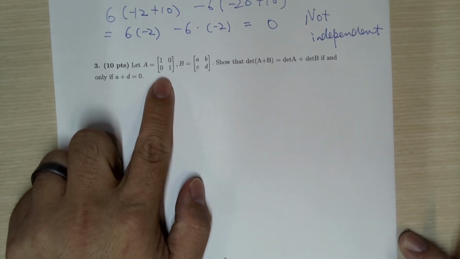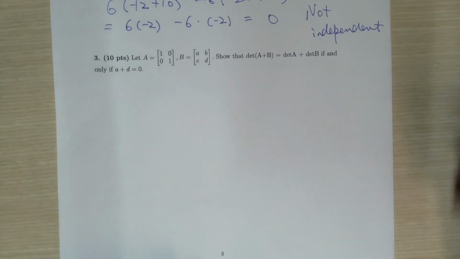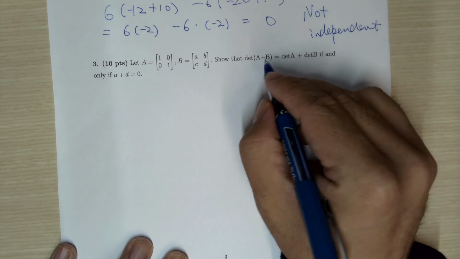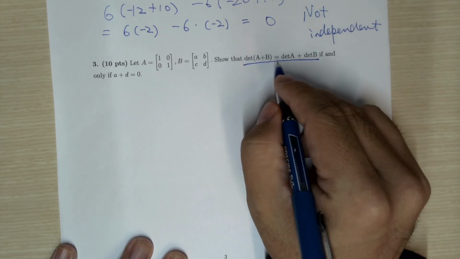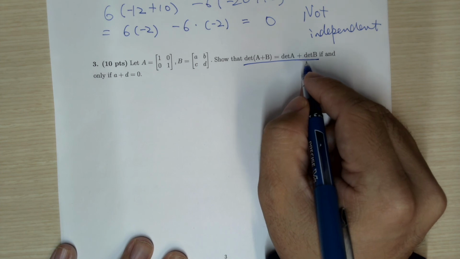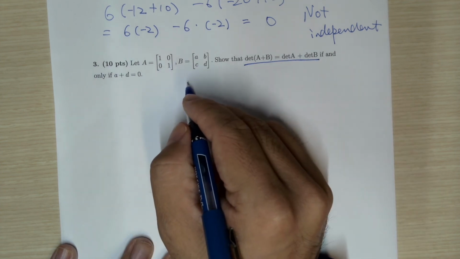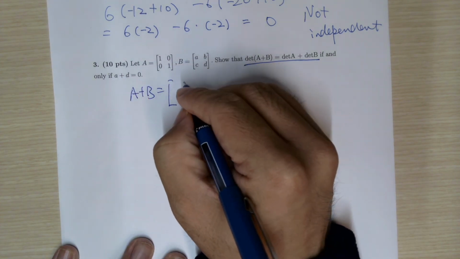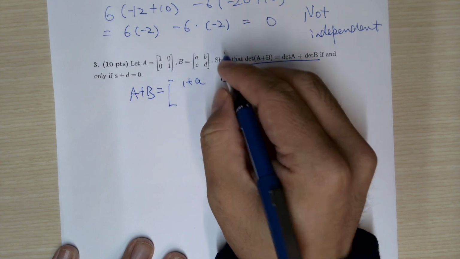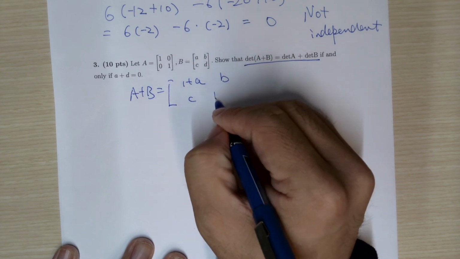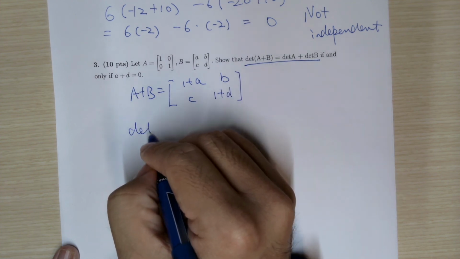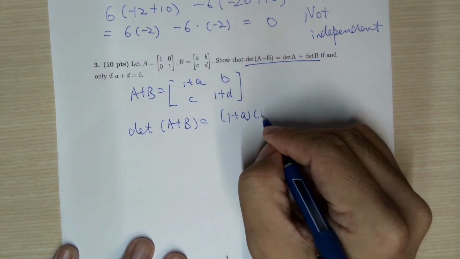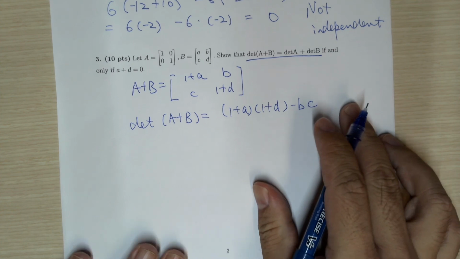Now next one, problem 3. A is here, B is given. They ask us to show that the determinant of A plus B equals the determinant of A plus the determinant of B, if and only if something holds. So basically A plus B is going to be 1 plus a, b, c, 1 plus d, right? So the determinant of A plus B is 1 plus a times 1 plus d minus bc, right?